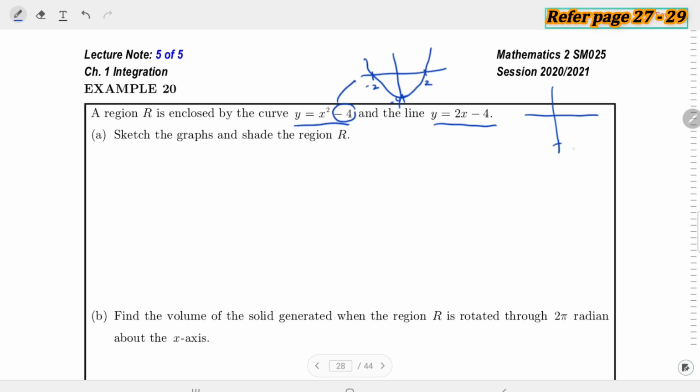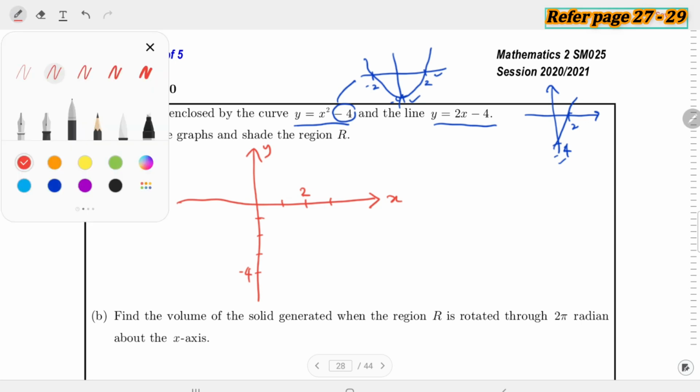So both functions cut at the same intersection point on the y-axis, which is -4, and then the x-axis when y equals 0. So 2x minus 4 equals 0, x equals 2. The quadratic hits at -4 and 2, and this linear also hits at -4 and 2. So let's sketch the graph: the y-axis, and then I put the x-axis. We know that it hits -4 and 2. So 1, 2, 3, 4, somewhere here is -4. And 1, 2, 3, here is 2.